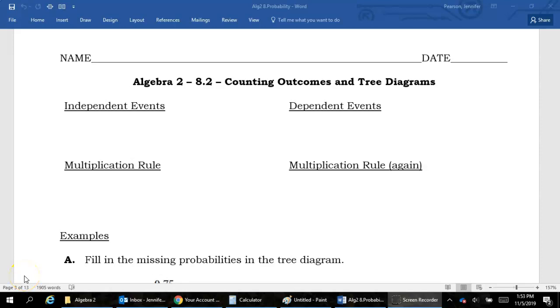This is Math Studies Lesson 8.2, Counting Outcomes and Tree Diagrams. I have a couple definitions to start. The first one is independent events. Independent events do not affect each other.